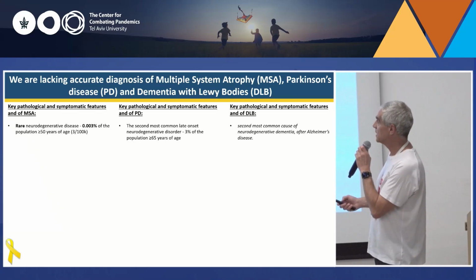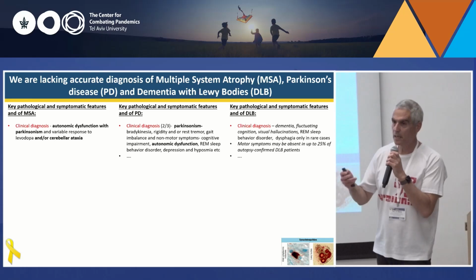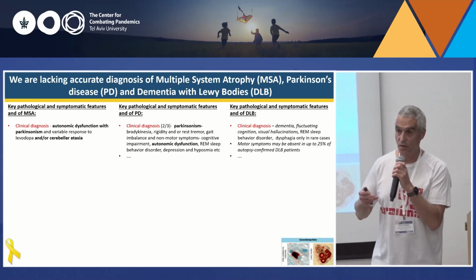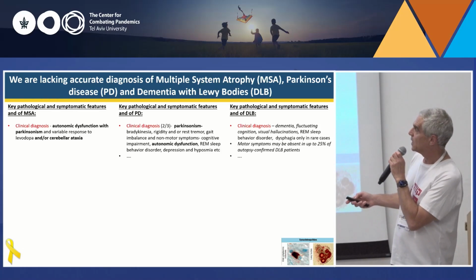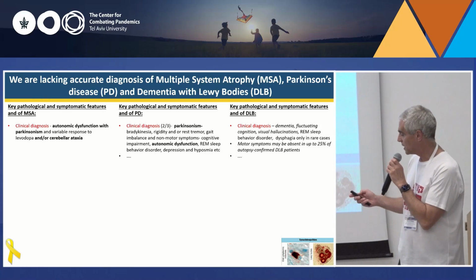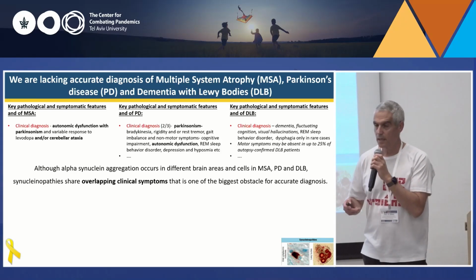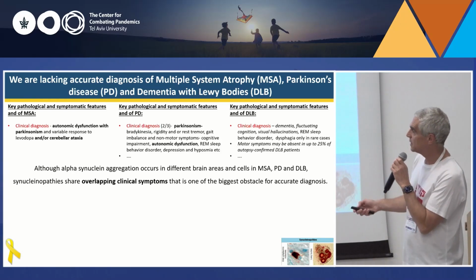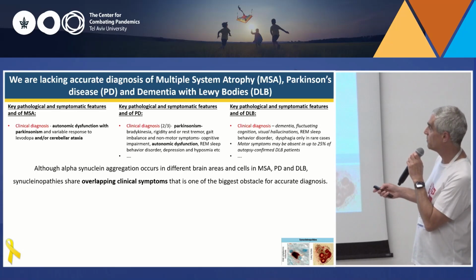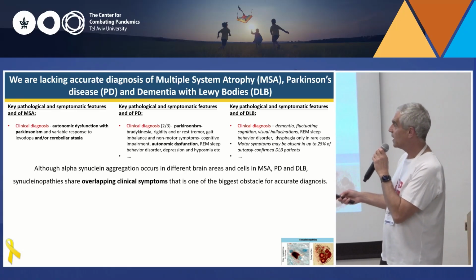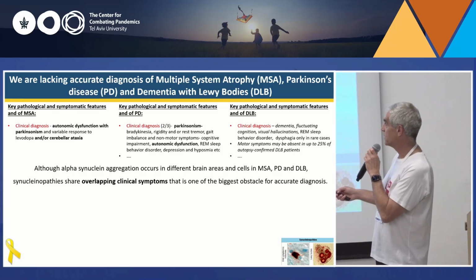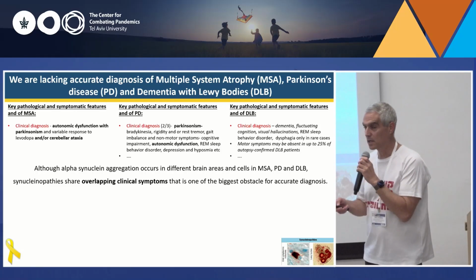And what is known is that the clinical manifestations of the diseases are very similar. In many cases, you have Parkinsonian symptoms, you have autonomic dysfunction in several cases, and this leads to a problem, since although the synuclein aggregation occurs in different brain areas in MSA, PD, and DLB, there are overlapping clinical symptoms in all of them, that is one of the biggest obstacles in accurate diagnosis.